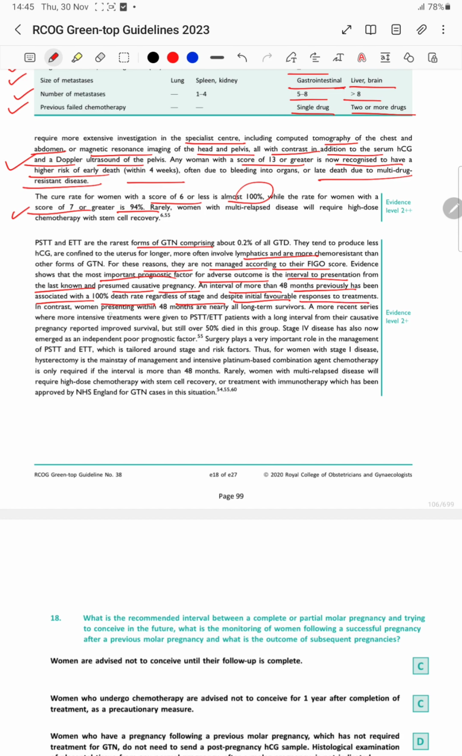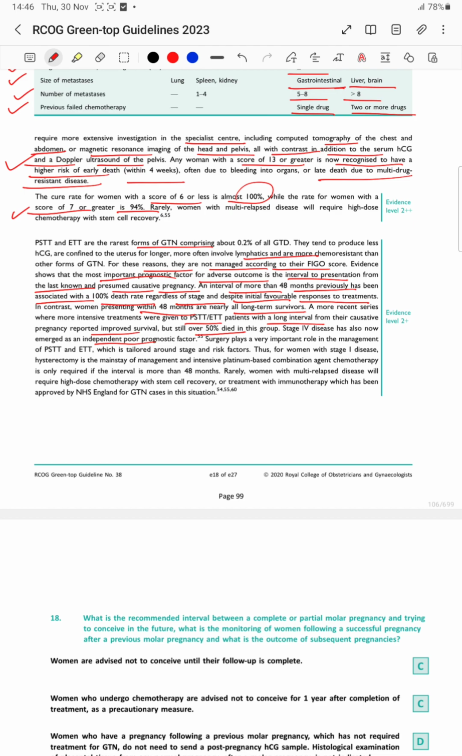In contrast, women presenting within 48 months are nearly all long-term survivors. More recent series with more intensive treatment given to PSTT and ETT patients with a long interval from their causative pregnancy reported improved survival, but still over 50% died in this group. Stage 4 disease has now emerged as an independent poor prognostic factor, and surgery plays a very important role in the management of PSTT and ETT, which is tailored around the stage and the risk factors.